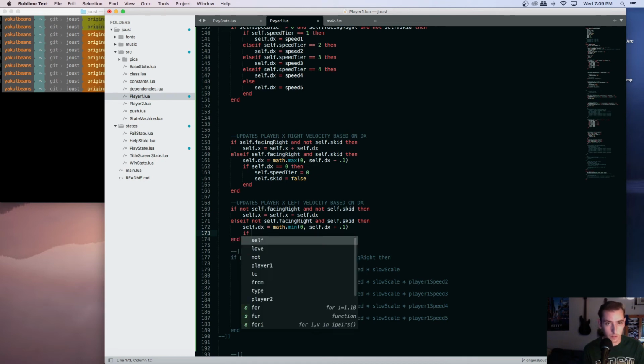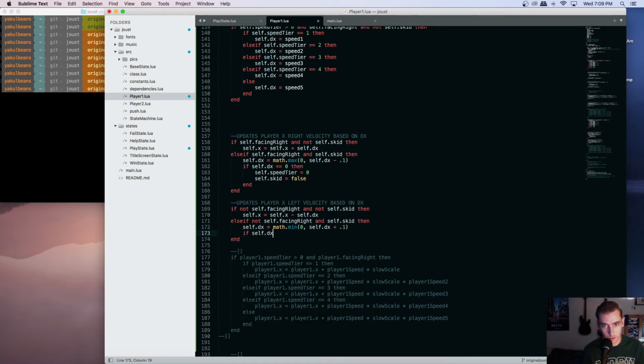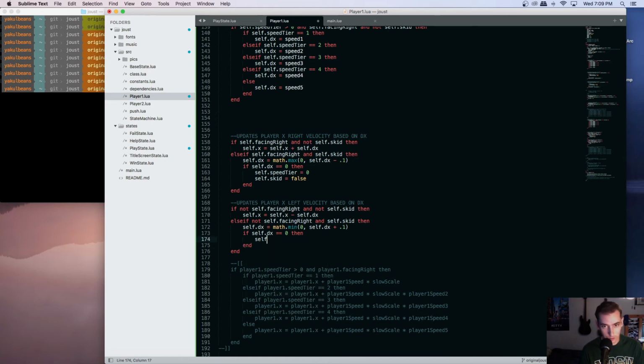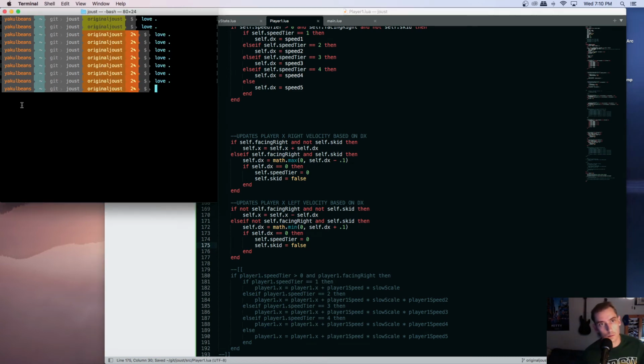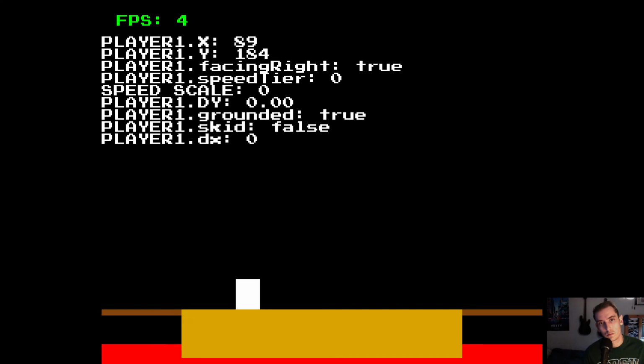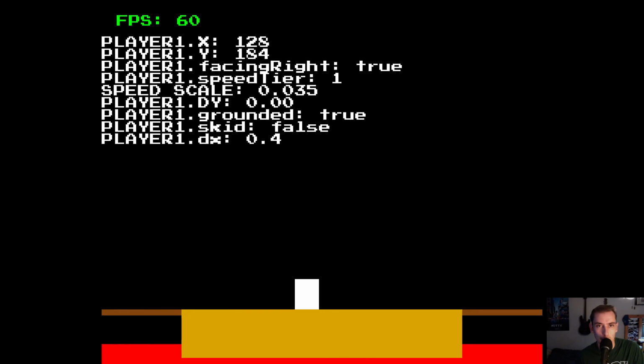Then if self dx is equal to 0, we need to do two things, which is set speed tier equal to 0, as well as set self.skid to be false. So let's see if dx is looking like it's correct. 0.4. So the number should be higher on every tier, which it is.